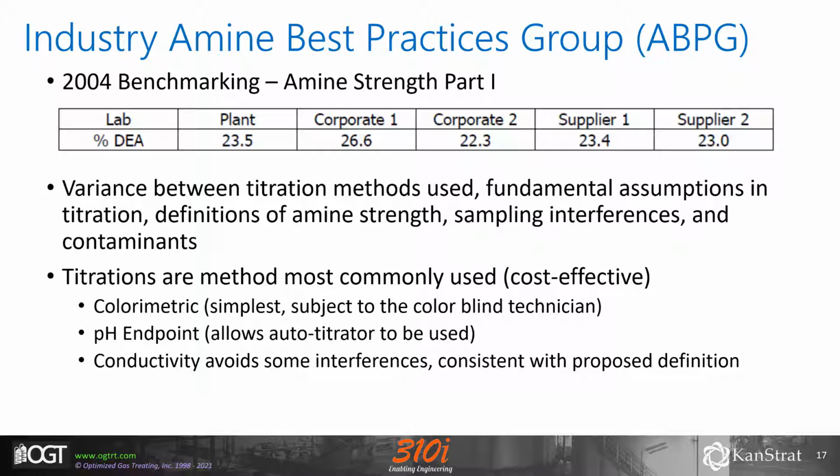The simplest form is the color indicator that changes at a pH or endpoint that's a proxy for when the buffering content of the amine is gone. You can also use a pH endpoint, and if you use that with a pH probe in your lab, you can automate the titration, which is a more precise way of doing the test than colorimetric, where you can have a colorblind technician, which actually happens more often than you would think. Another method that the ABPG work references, which actually removes some of the interferences, is using conductivity of the solution.